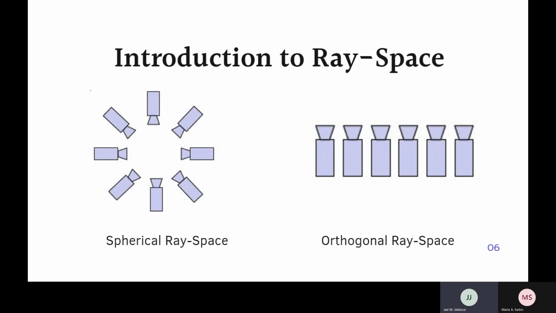Furthermore, the orthogonal ray space is used for FTV with the linear camera arrangement, whereas the spherical ray space is used for FTV with the circular camera arrangement. The linear camera arrangement is used for parallel view, and the circular camera arrangement is used for convergent view. Now, Jad will provide us with an overview of how the transmission is done.